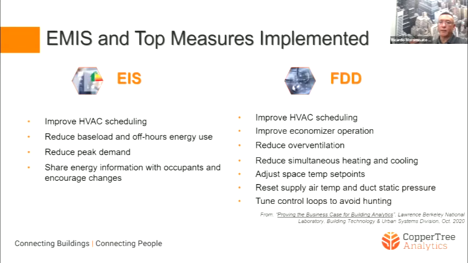Here's a top list of measures implemented using EMIS technologies. Energy information systems, for instance, help improve HVAC scheduling, reduce base load and off-hours energy use, and reduce peak demand. On the other hand, you have fault detection and diagnostics platforms that are also improving HVAC scheduling, but also improve economizer operation more at the system level, reduce overventilation, reduce simultaneous heating and cooling, and so on. So this is a very short list of some of the measures that have been implemented in different facilities with these types of platforms.